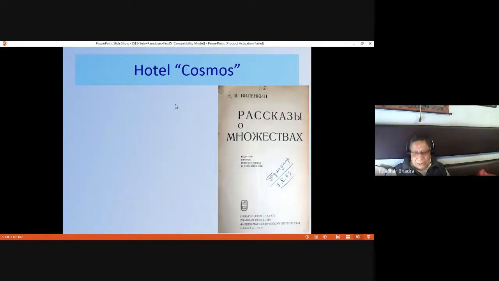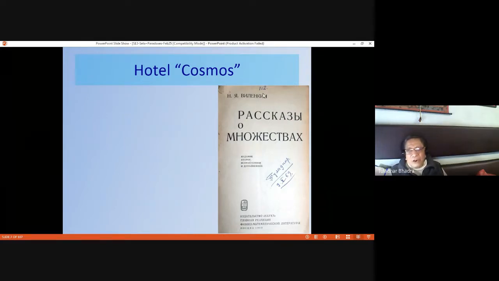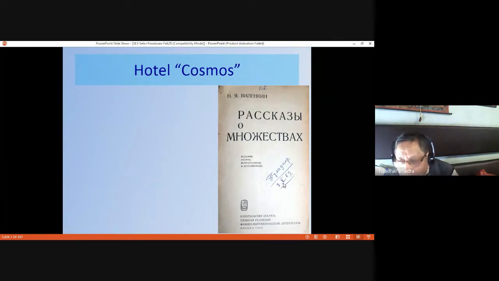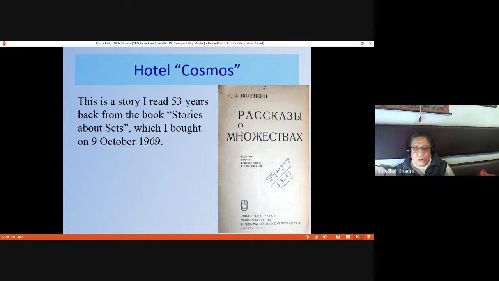Okay. Now, here I have put the cover page of a Russian book. Here the number of the book is 112. That is the 112th book I shipped from Moscow to Nepal. And this book I bought on 9th October 1969. This is called the story of sets. I read this story 53 years ago, in 1969, from the book Stories About Sets. So this is the book, which I bought on 9th October 1969.